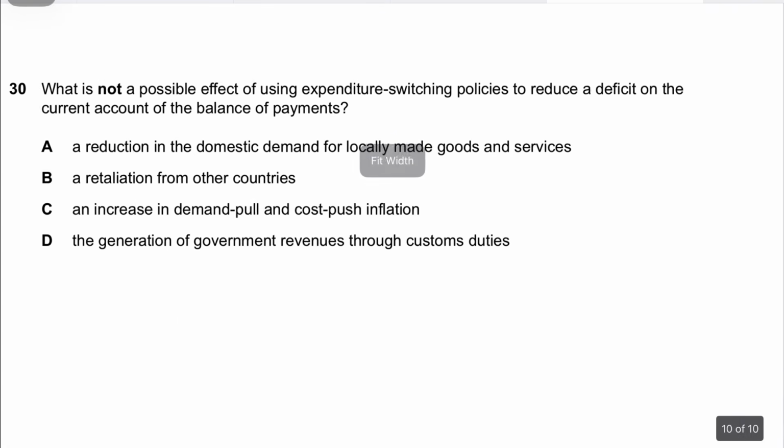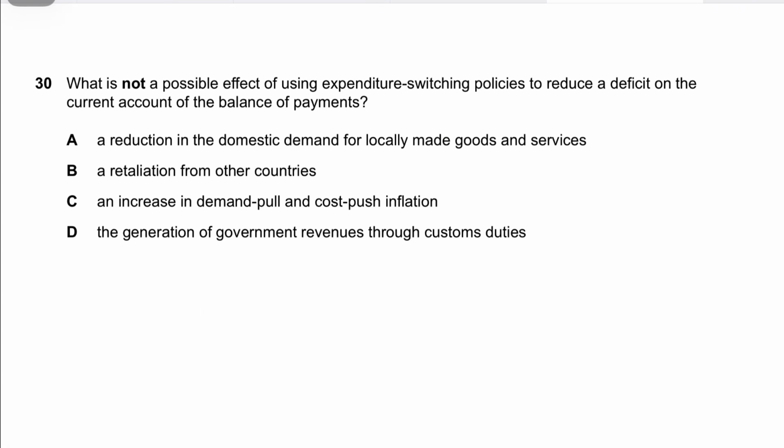Question 30 says, what is not a possible effect of using expenditure switching policies to reduce a deficit on the current account of the balance of payment? You must know expenditure switching policy, reducing policy is now part of A2. So the correct answer has to be A for alpha, a reduction in the domestic demand for locally made goods. By the way, first you need to understand what expenditure switching policies are. These are policies that aim to switch expenditure away from imports, and towards domestic products. That's the whole point.